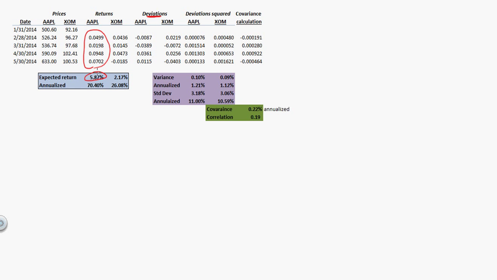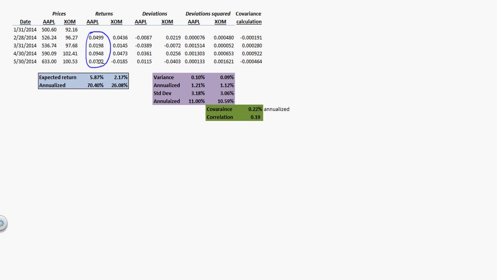Well, I never talk about returns in monthly terms. I always talk about them annualized. So because I've done the natural log here, because I have those type of returns, I can multiply by 12. So 5.87 multiplied by 12 is 70.4, and that's going to be my annualized return. Likewise with ExxonMobil, the monthly return is 2.17, and the annualized return multiplied by 12 is 26.08.